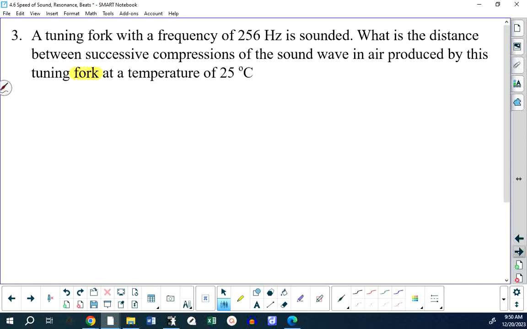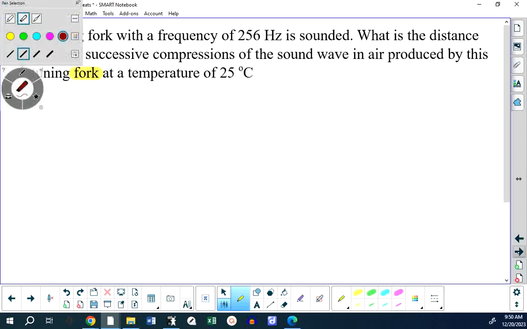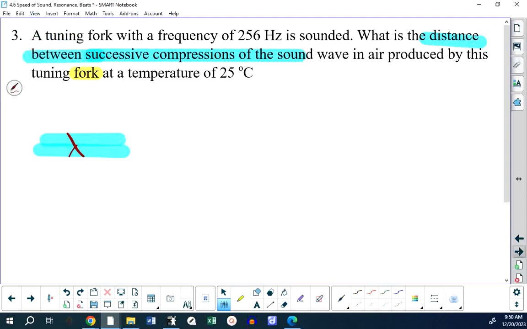Number 3, a tuning fork has a frequency of 256 hertz. What is the distance between successive compressions of the sound wave in air produced by this tuning fork at 25 degrees Celsius? I only highlighted fork because I think I have a bracket there in your note package that I need to correct. So that's for my purposes. Well, if you're asked for the distance between successive compressions, what you were asked to determine is the wavelength. That's what wavelength is, how far it is from one compression to the next.